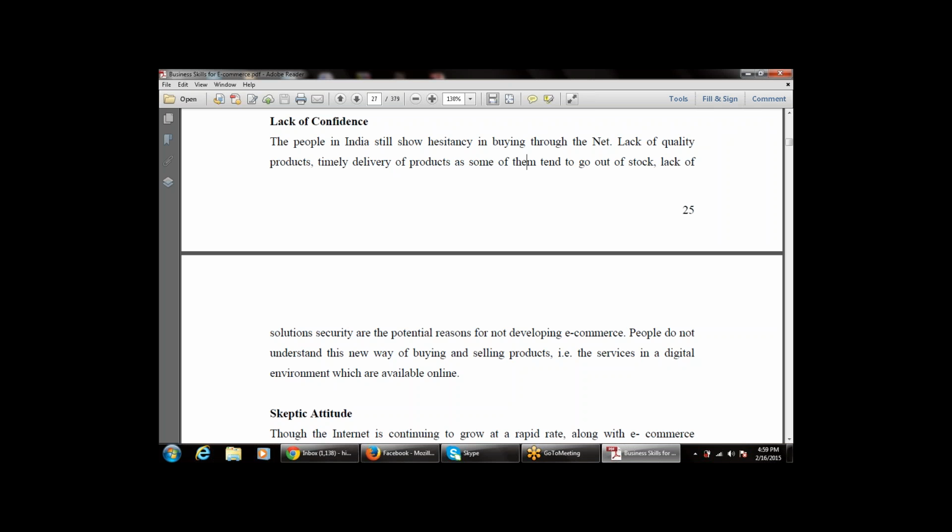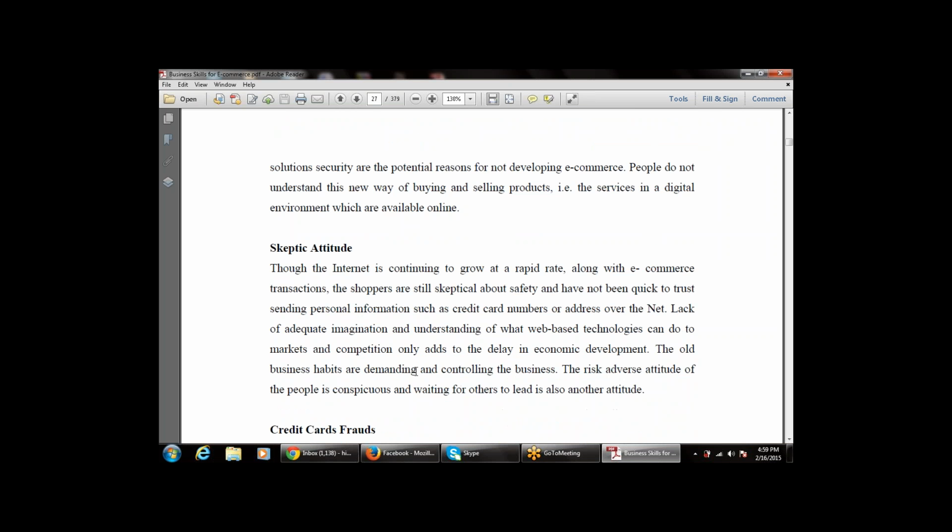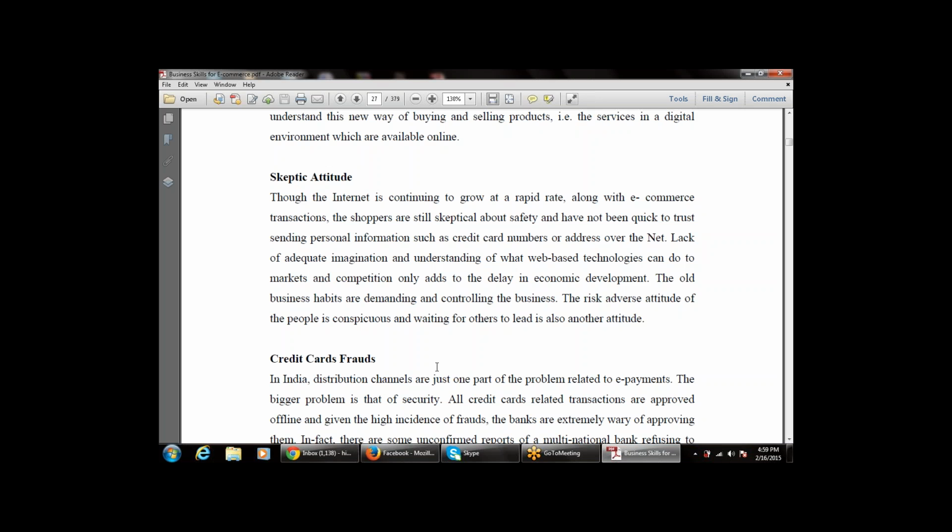Now the next part is skeptic attitude. There is some skeptic attitude available. Why? Because the internet is growing at a very fast speed, continuing to grow at a rapid pace along with e-commerce transactions. The shoppers are still skeptical about safety and have not been quick to trust sending personal information such as a credit card number or address over the net.